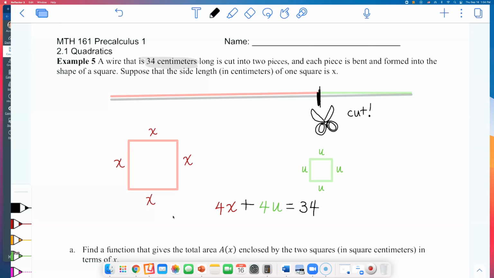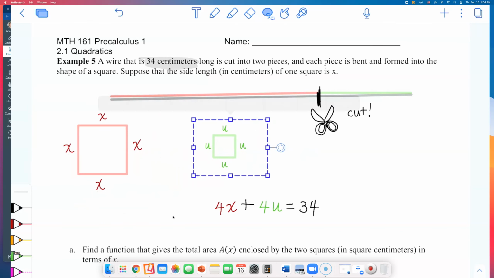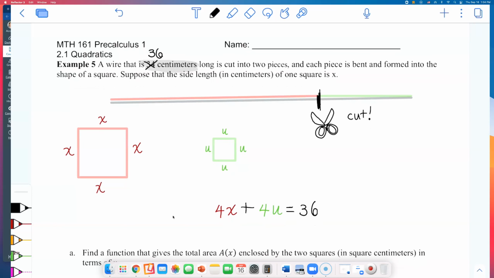I'm going to solve this for u, because I don't need an extra variable in my problem. I'm just going to keep it with x's. So if I solve this for u, we'll subtract. Can I change a number, please? Yeah, let me change a number. How about instead of 34 centimeters, I start with 36 centimeters? I'll change that for my next semester group.